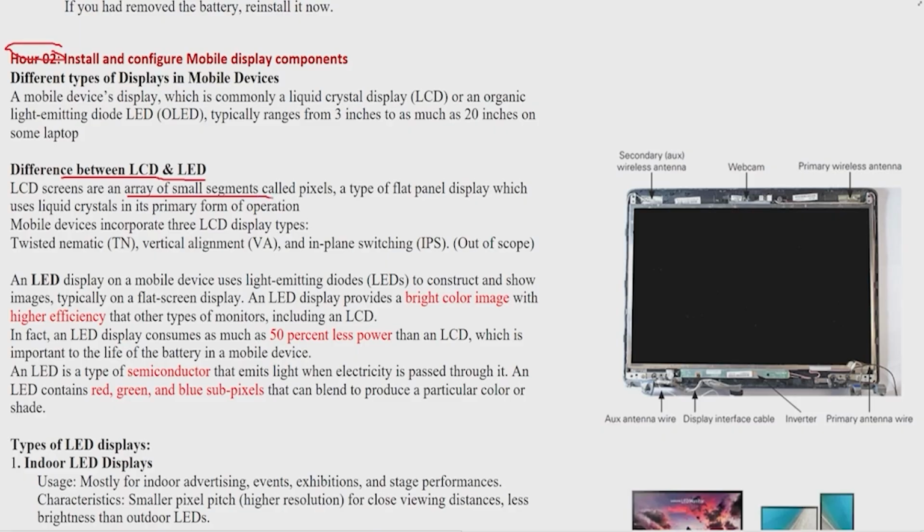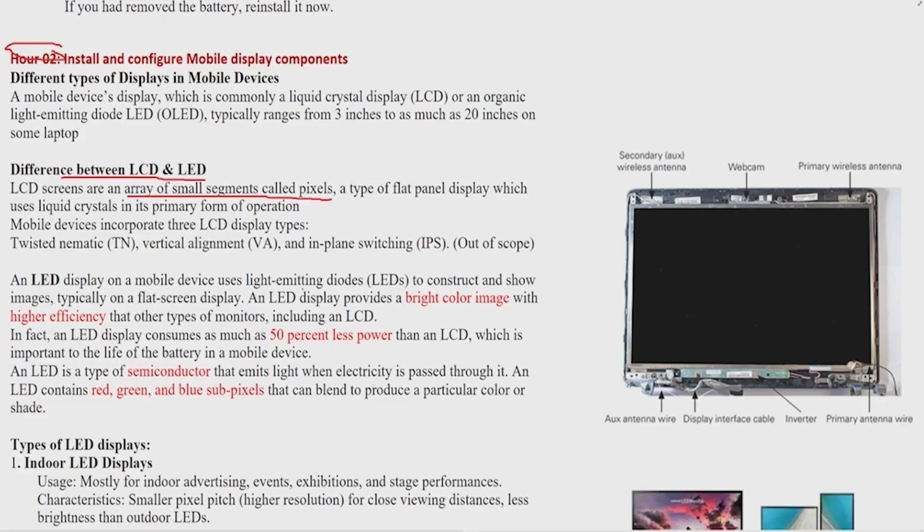It is said to be an array of small segments called pixels. Why? Because you have to make the screen pixel by pixel. A pixel has red, green, and blue, three dots making one pixel. But with an LED, there are different types of three stages, and you can make it very fast inside the LED.